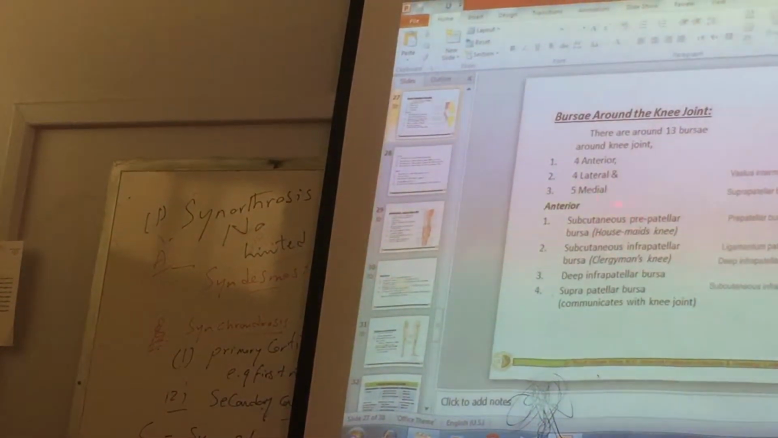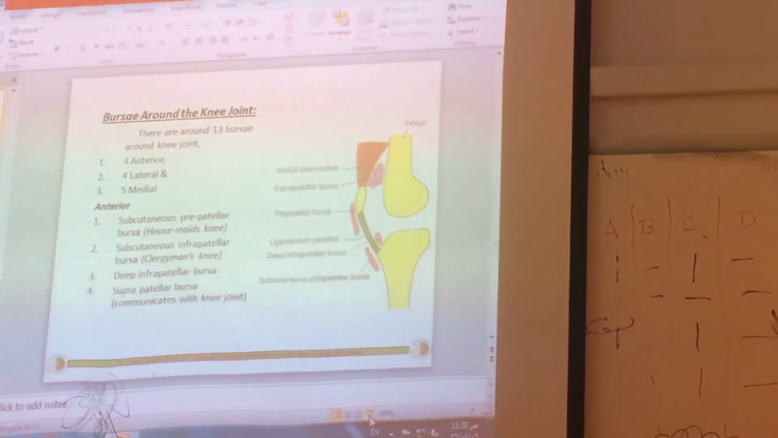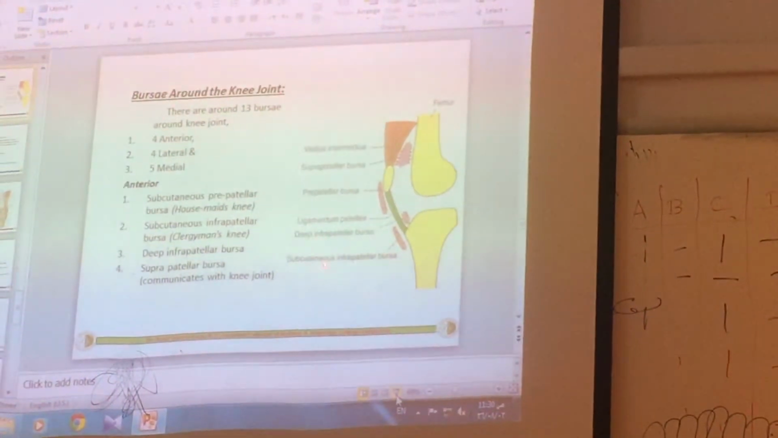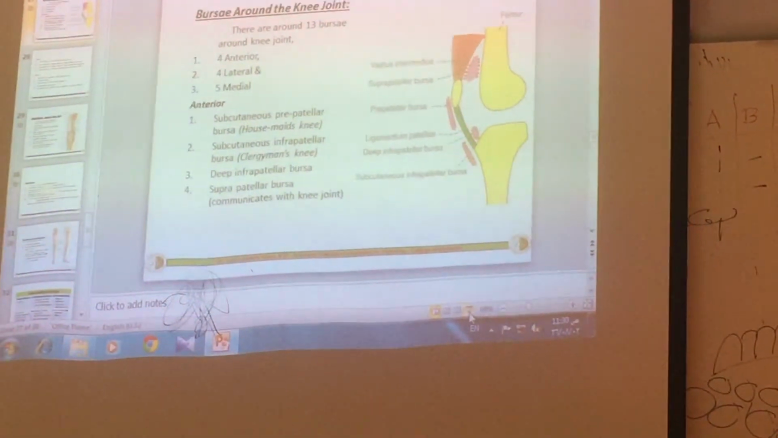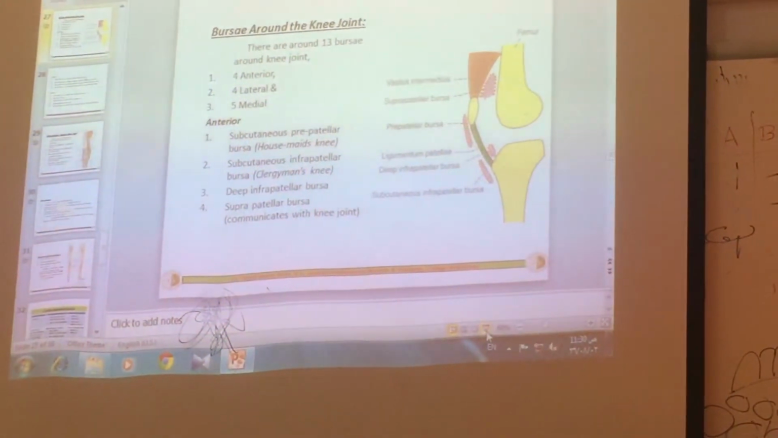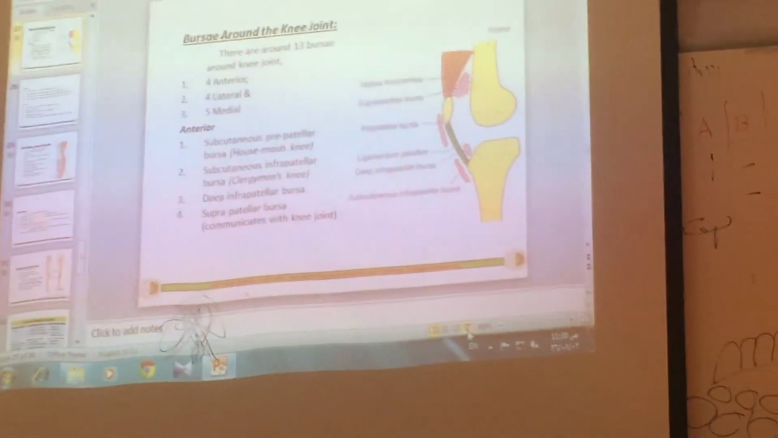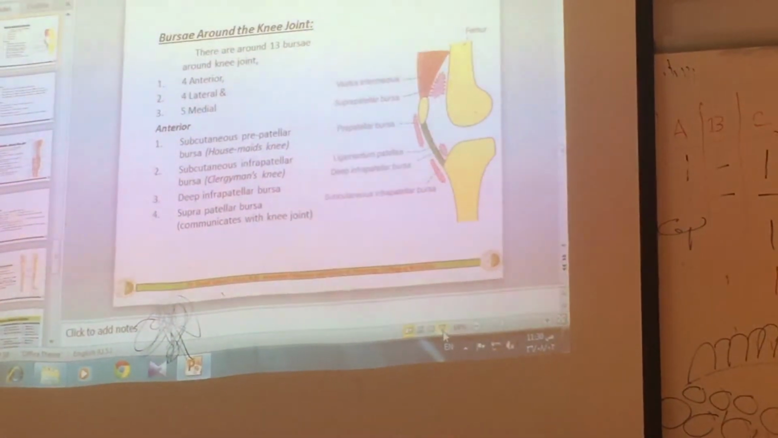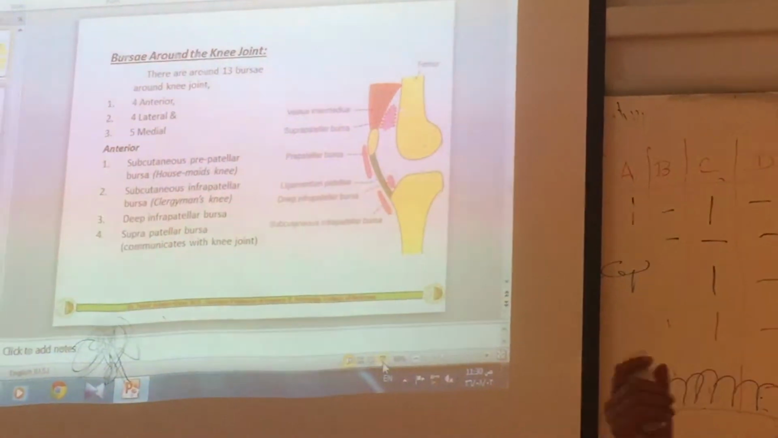One is the subcutaneous prepatellar bursa. There is a bursa here in front of the knee joint. This is called the prepatellar bursa, in front of the patella. This is very important, especially in housemaid's knee. Housemaids clean the floor by kneeling on the knee. When they are cleaning, they rub on the floor, so that leads to infection of the bursa in the knee. So this is called housemaid's knee. Okay, this is very common, especially in housemaids.